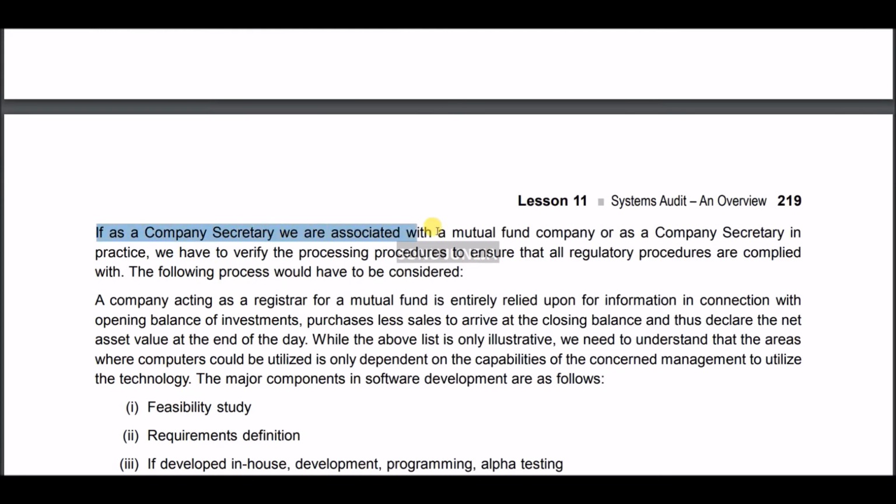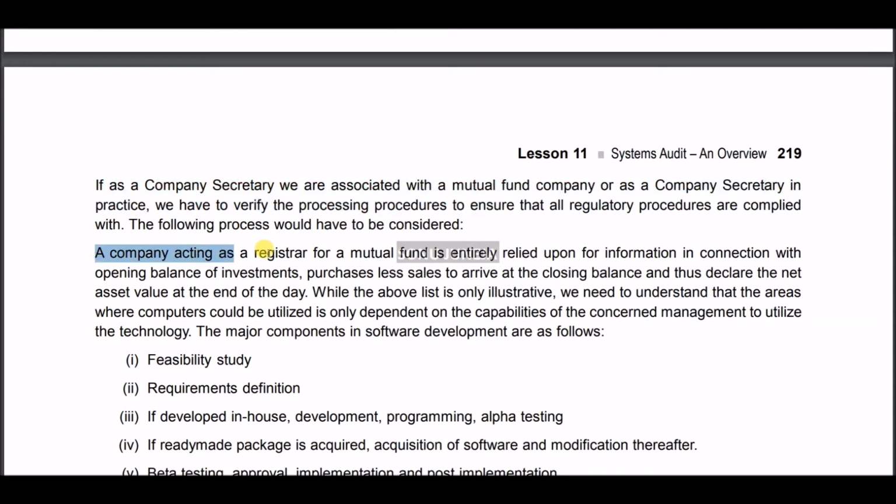So as a company secretary, we are associated with a mutual fund company, or as a company secretary in practice, we have to verify the processing procedures to ensure that all regulatory procedures are complied with. The following process would have to be considered. A company acting as a registrar for mutual fund is entirely reliant upon information in connection with the opening balance of investment, purchase less sale to arrive at the closing balance, and thus declare the net asset value at the end of the day. This is true. While the above list is only illustrative, we need to understand that the areas where the computer could be utilized are only dependent on the capabilities of the concerned management to utilize the technology.